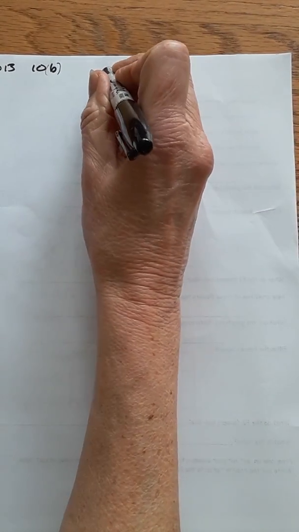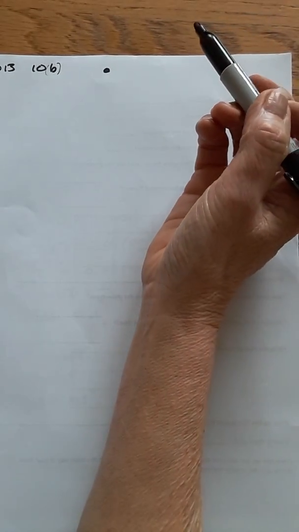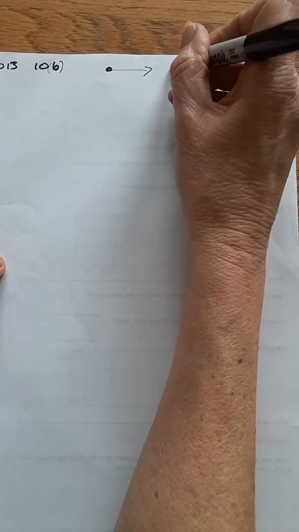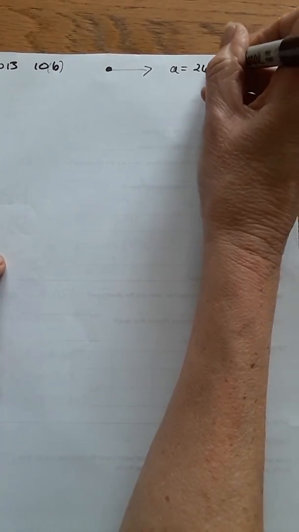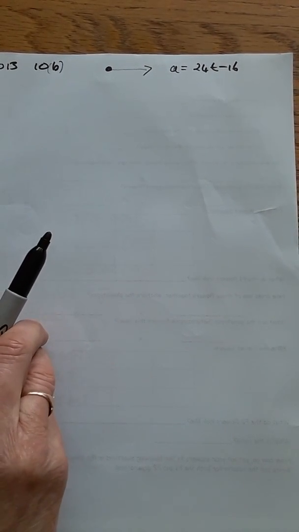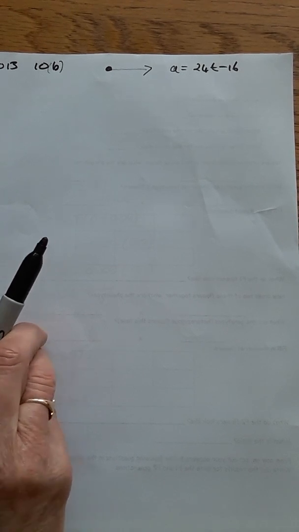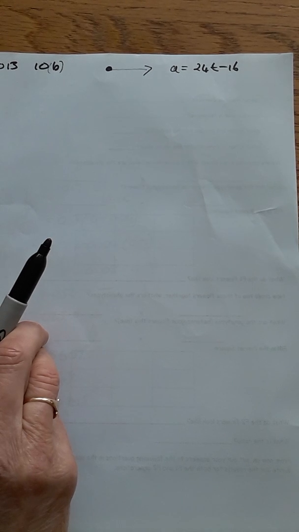So it says a particle starts from rest at a point O at time t is equal to 0, and it travels along a straight line with an acceleration. So here's its straight line. It's an acceleration this time, not a deceleration, and the acceleration, it tells me, is 24t minus 16. T is the time measured from the instant when the particle is at O. You've got to find its velocity and its distance from O at time t is equal to 3.